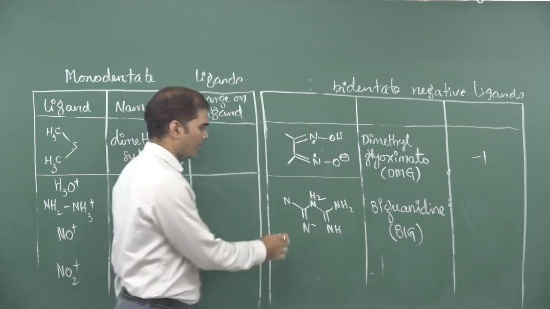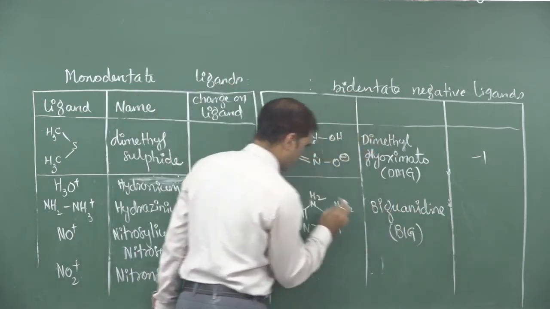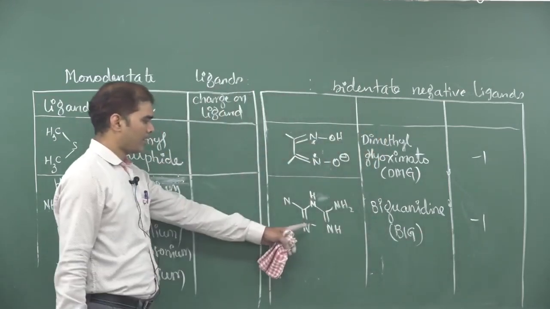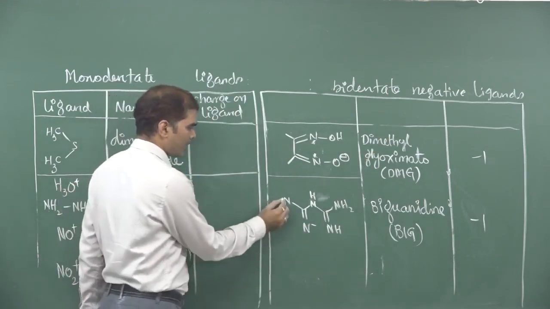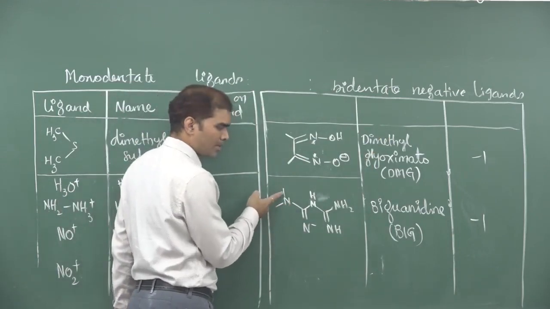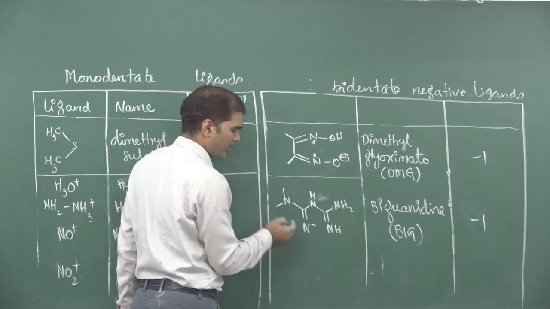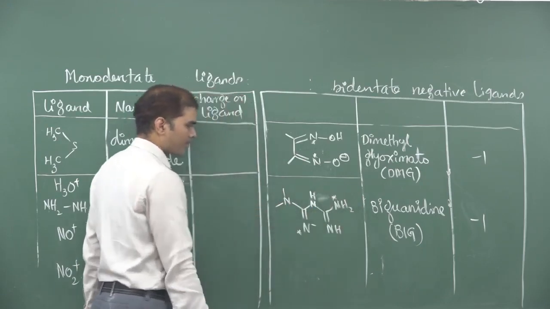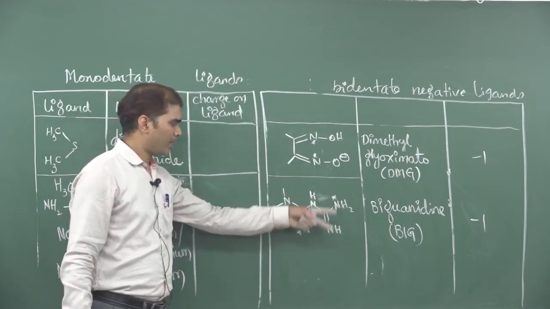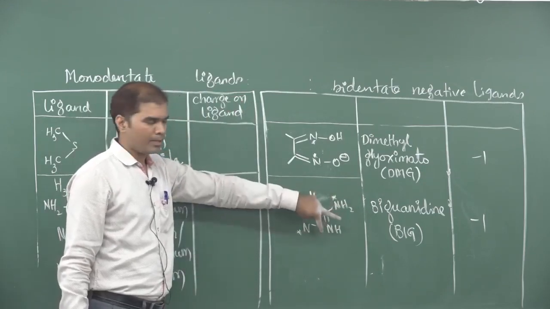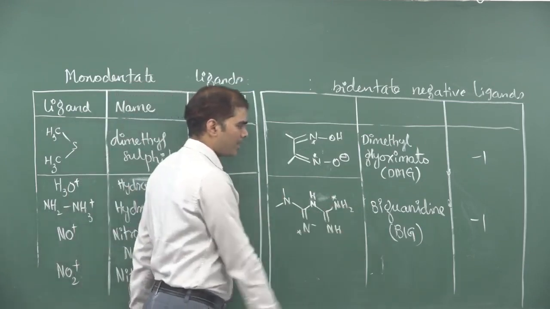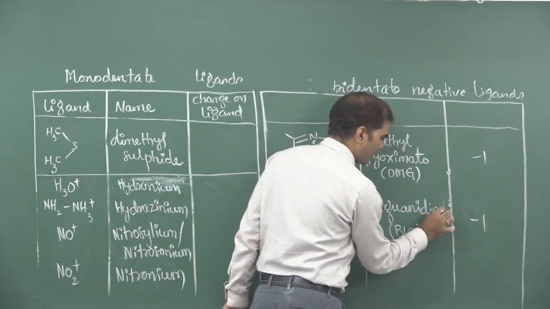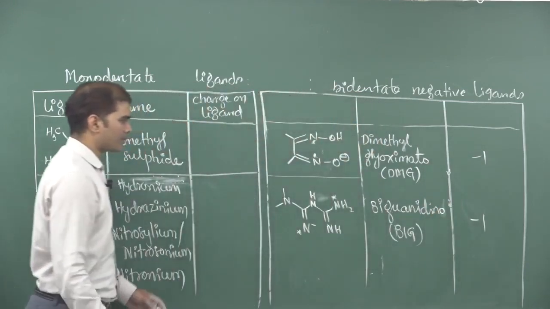Next one is called biguanidine. This is simply NH. Biguanidine, there is -1 charge. Donor atom can change. Here there could be some derivatives also. Methyls are most commonly found. If this is one donor atom, the other donor atom could be this. So whenever a metal comes, this will shift. This is simply called the BIG ligand, biguanidine. Since it is negative, you call it biguanidino.